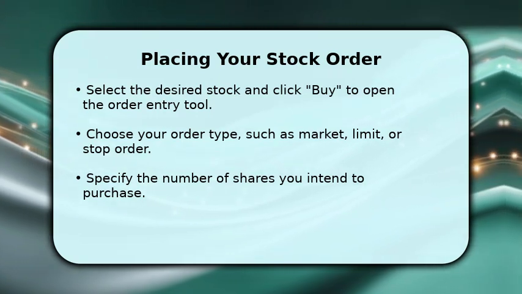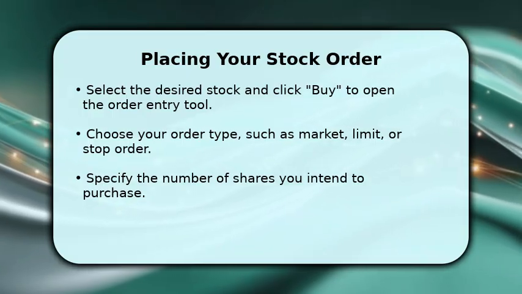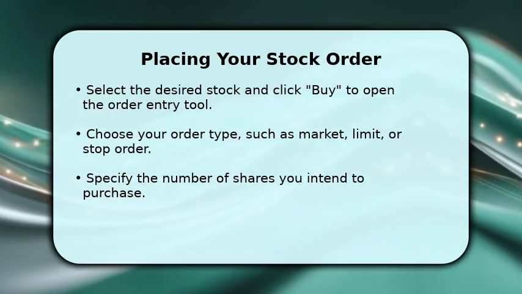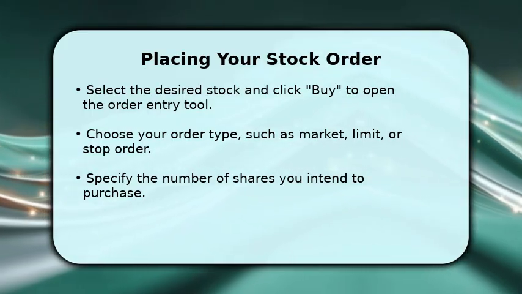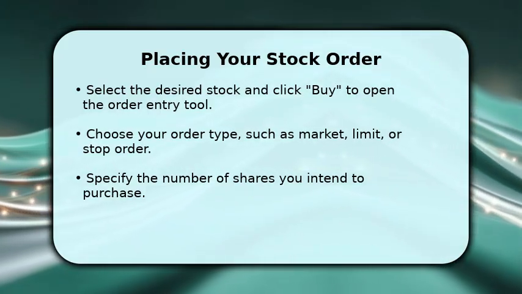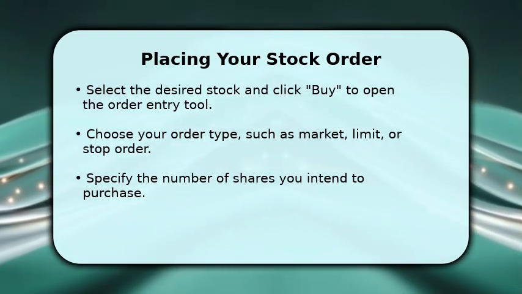Here, you'll choose your order type. A market order executes immediately at the current price, while a limit order lets you set a maximum purchase price. You can also use a stop order to manage risk. Next, specify the number of shares you intend to purchase, perhaps 10 shares or 100 shares.